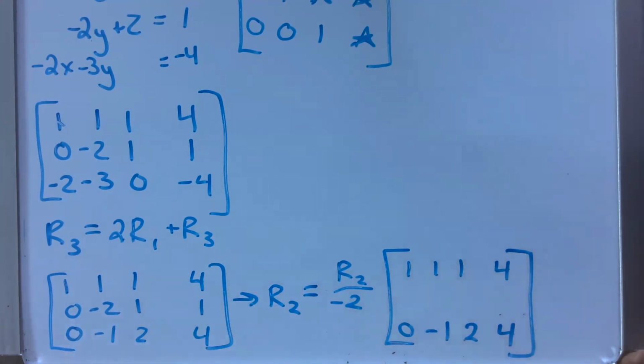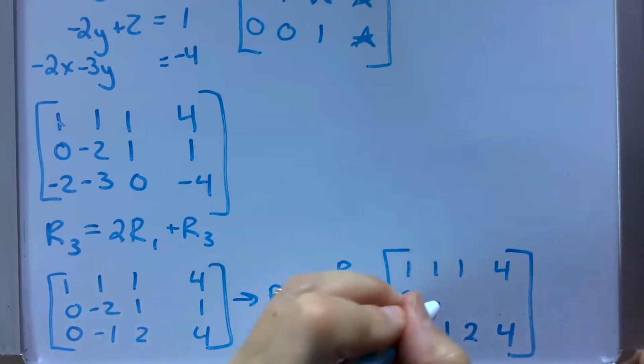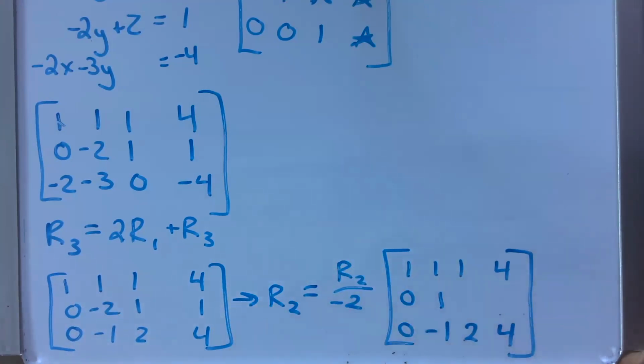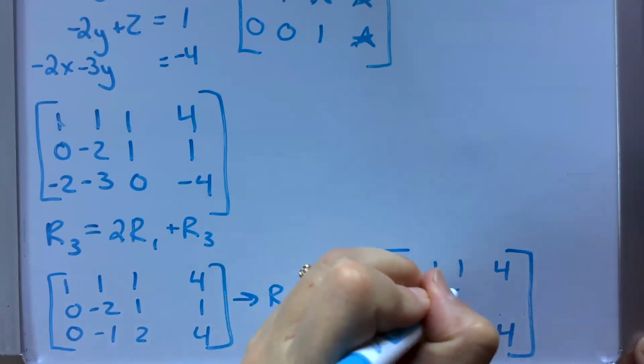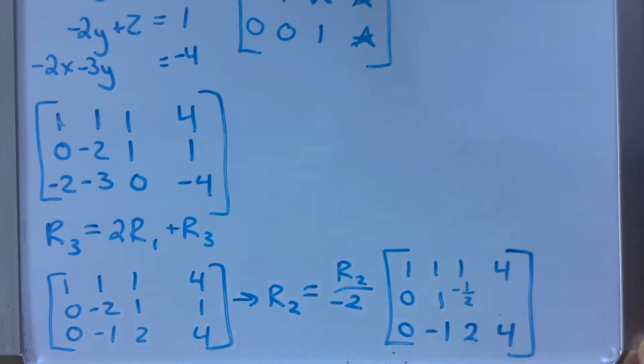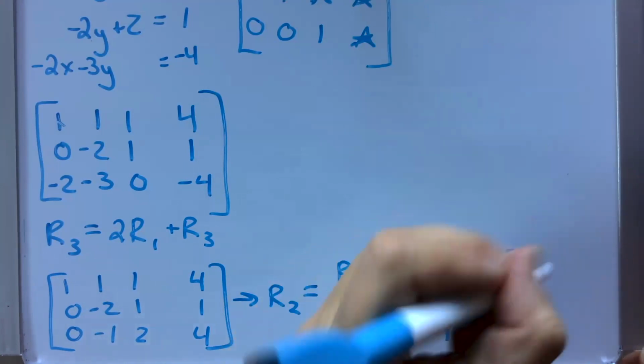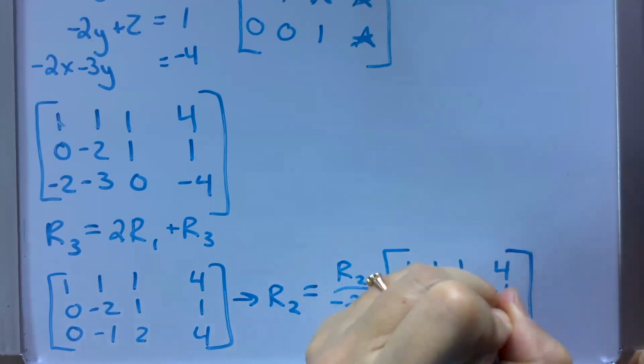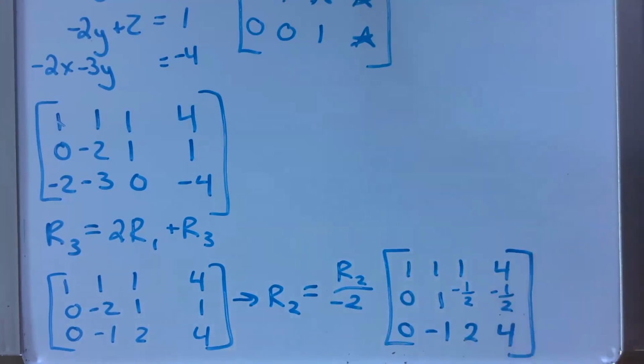0 divided by -2 is 0. -2 divided by -2 is that 1 I was looking for. 1 divided by -2, that is -1/2. And again, 1 divided by -2, that is -1/2. Okay, we're getting close to the end.